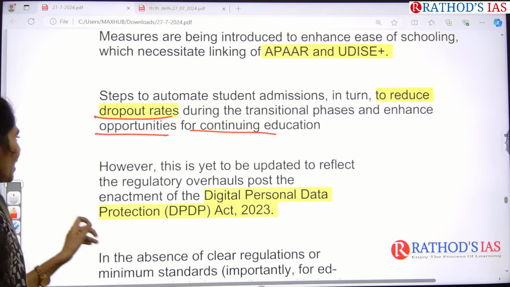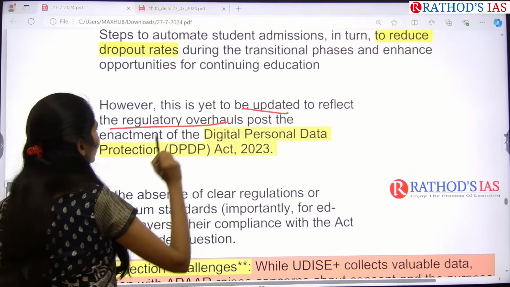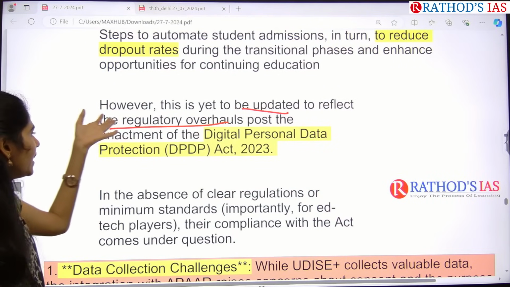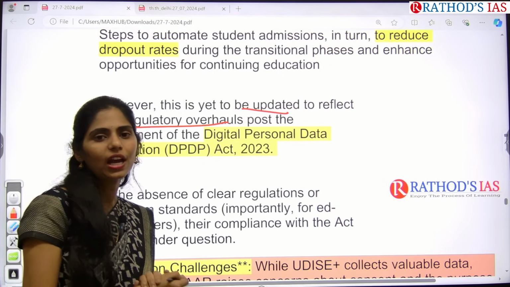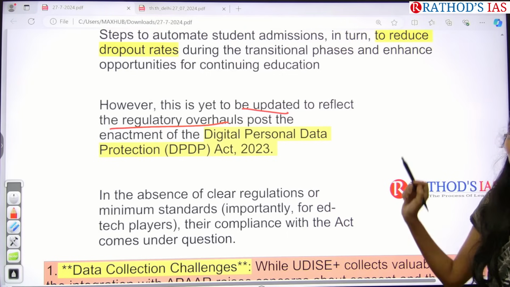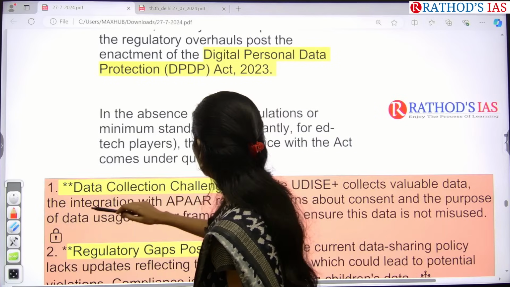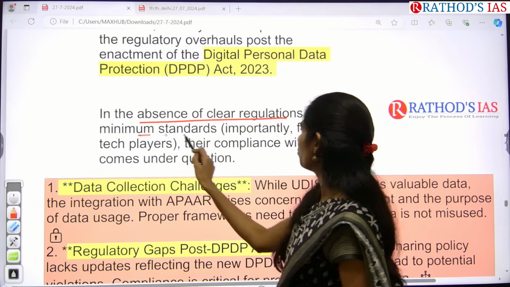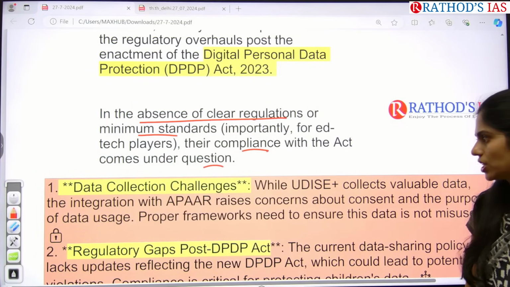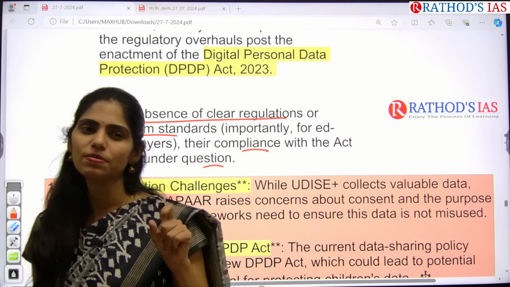However, you can see that this is to be updated and we have to reflect regulatory overhauls post the enactment of the Digital Personal Data Protection Act. We came up with this Digital Protection Act in 2023 because we want to protect the data. If there are no clear regulations or minimum standards, then compliance with the act will come into question. So by reading all the things given in this article, I want to give you some small insights.